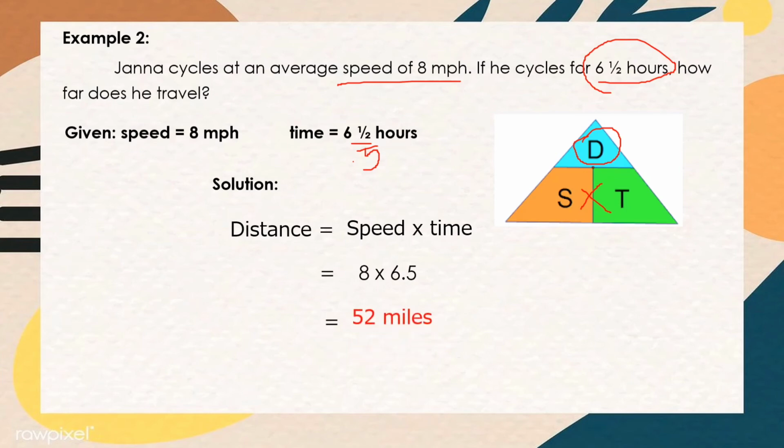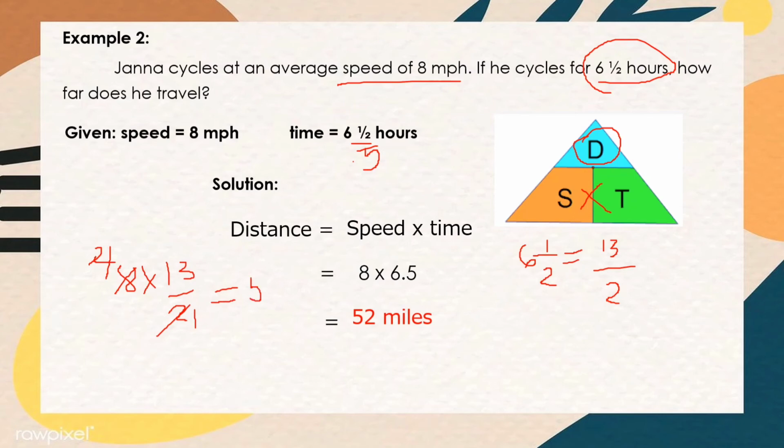So, kung gusto nyo namang gamitin natin into fraction, kailangan muna natin i-change 6 and 1/2 into improper fraction. So, we have 2 times 6 is equal to 12 plus 1 is 13 over 2. Okay, so we have here 8 times 13 over 2. So, pwede na tayong gumamit dito ng cancellation. So, cancel natin siya by 2. 2 divided by 2 is 1. And then, 8 divided by 2 is 4. Okay, so 4 times 13. So, the answer there is 52. Okay. So, the distance traveled by Jana is 52 miles.